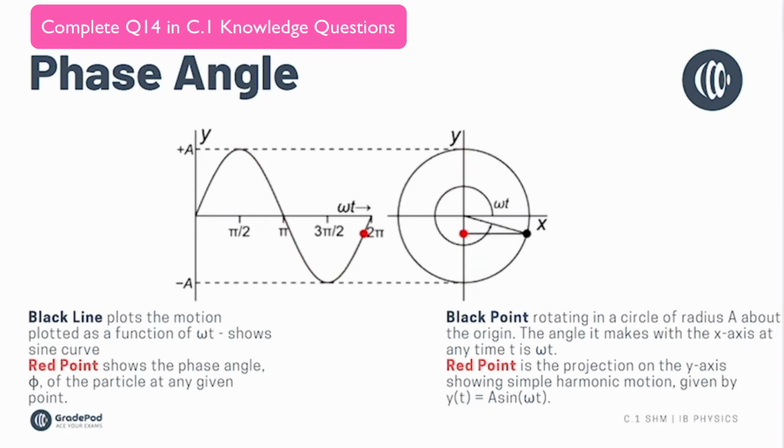That red point shows the phase angle of the particle at any given point. And the black line on the left-hand side just plots the motion as a function of omega t. So it basically shows a sine curve. I understand that the phase angle might be a little bit tricky to get your head around.